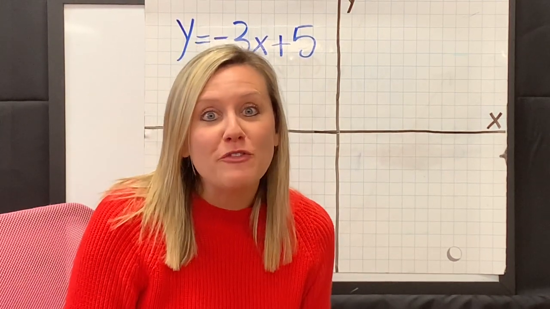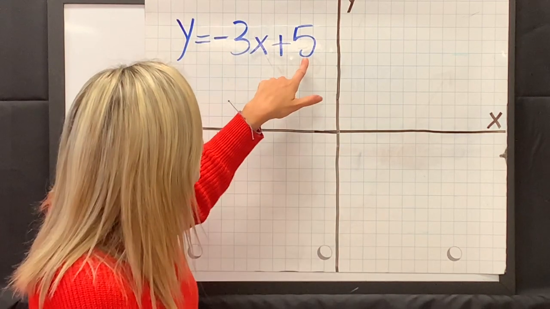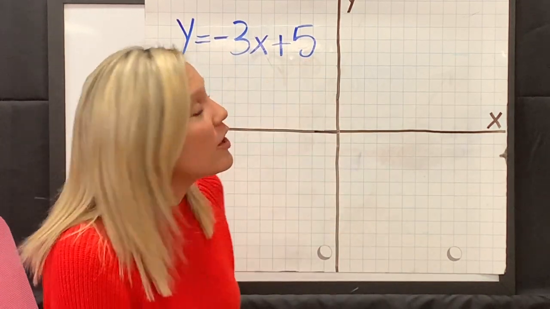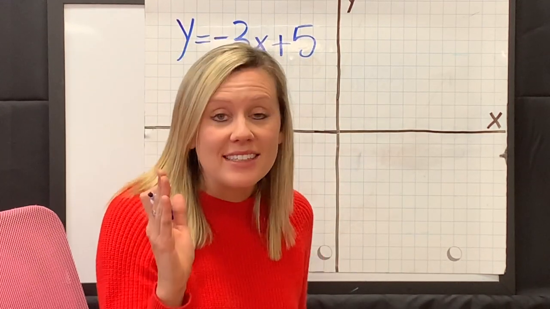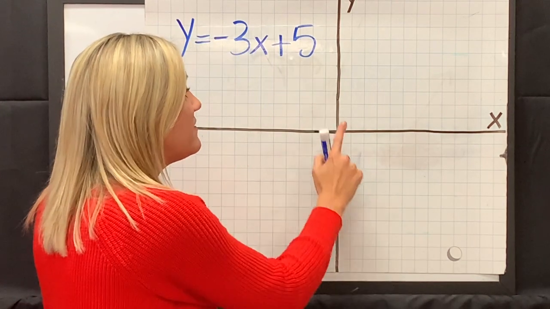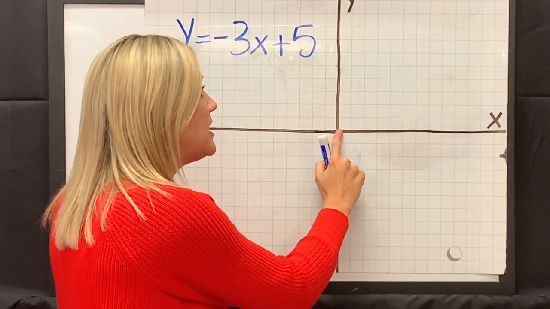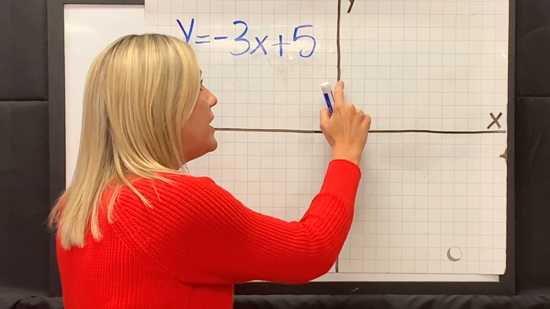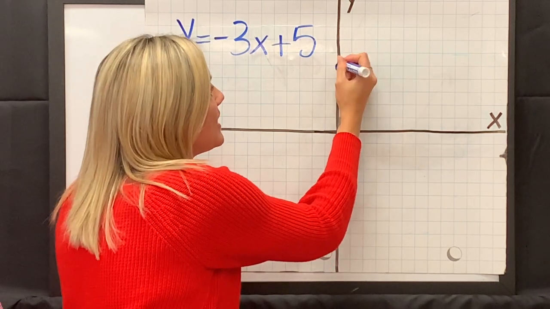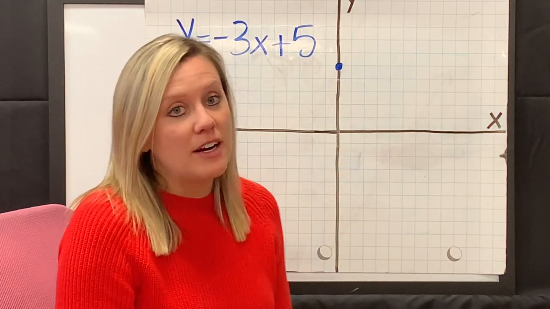So if you remember from last time, we are going to take this number and plot it on the y-axis. That is a positive 5. So I'm going to start here at my origin, and I'm going to go 1, 2, 3, 4, 5. Just like last time, and I'm going to put a point there.